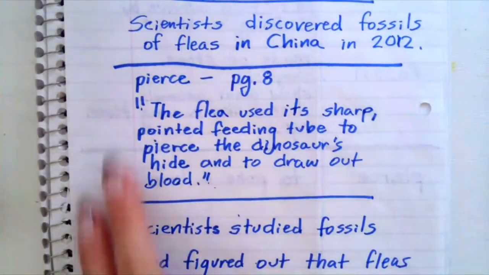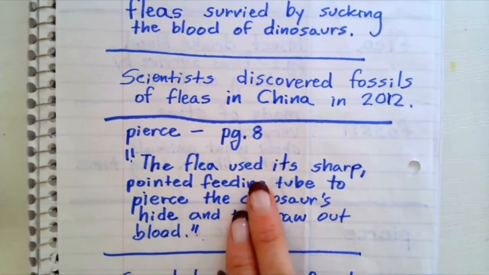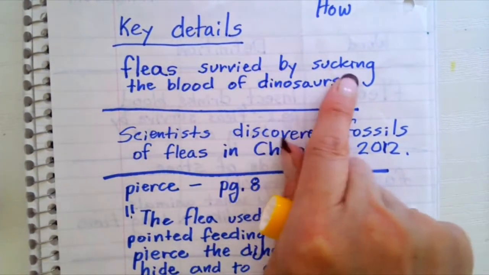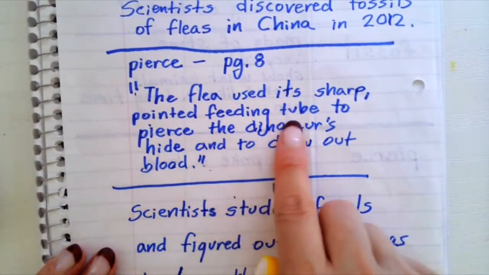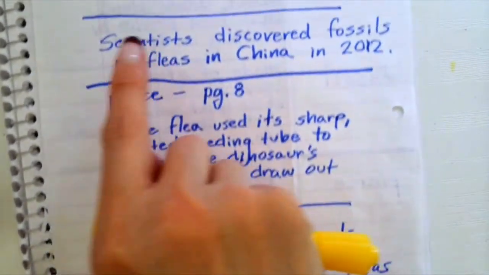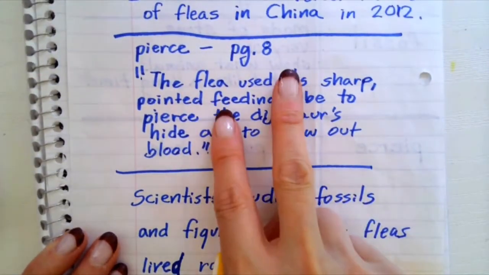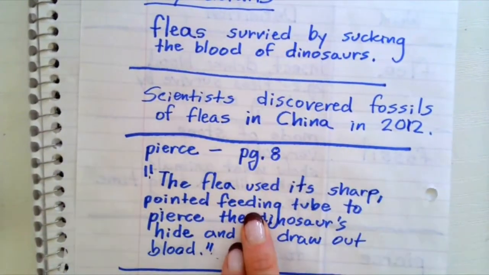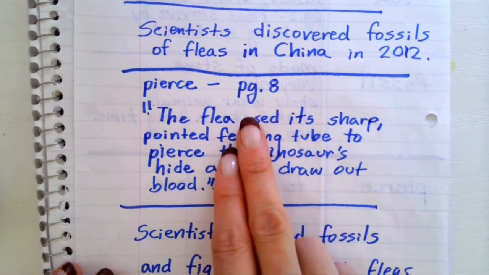When I organize my details, I like to put the same kinds of information together. That makes papers make more sense. I notice there's a detail here about the fleas drinking blood, and a detail here about how the fleas drank blood. And then I notice the other two details are talking about the scientists discovering fossils. So two details, one about scientists and fossils and one about how the fleas sucked the blood, might be the two main details, two key details that we are looking for.